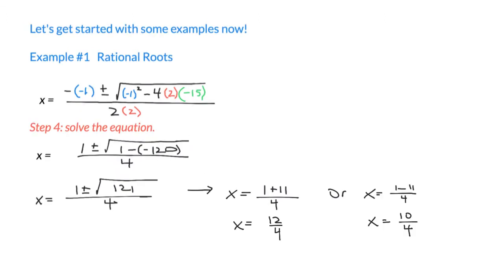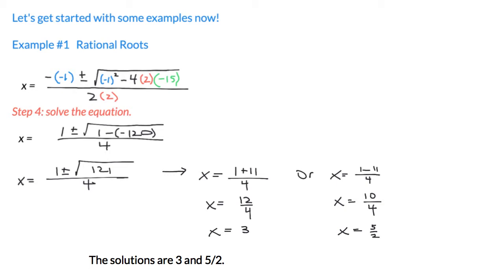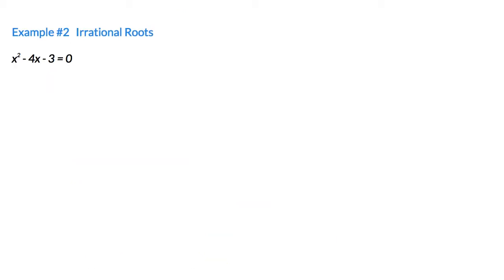You get 12 over 4 here and 10 over 4 here. Your final solutions are 3 and 5 over 2, which are two real rational roots. Next, we have an example where you will get irrational roots.